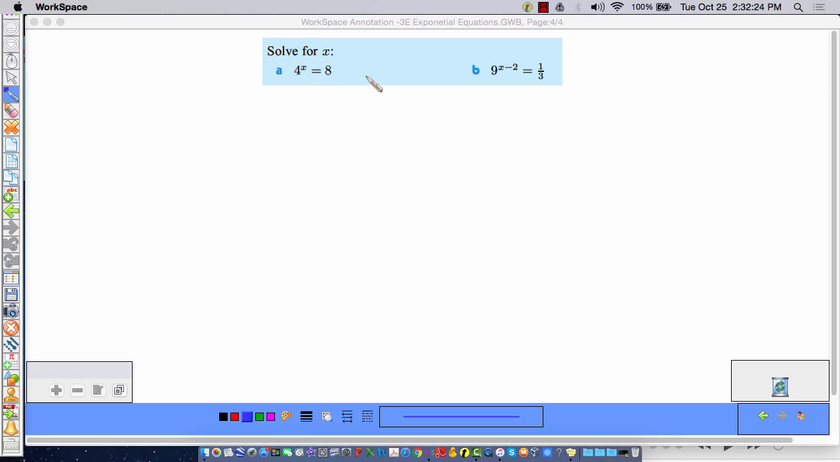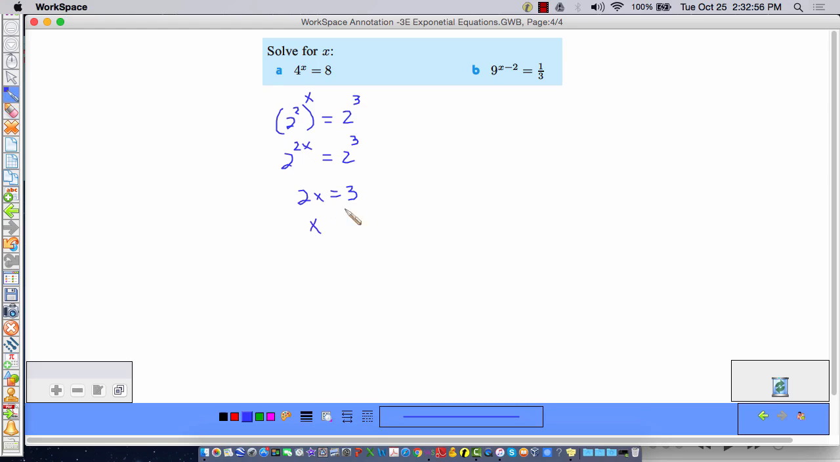Solve for x. Sometimes the base isn't as obvious as it first might seem. Both 4 and 8 can be written with a base of 2. Rewriting 4 as 2 squared to the x power, and then rewriting 8 as 2 to the 3rd power using my laws of exponents, 2 to the 2x is equal to 2 cubed. 2x then is equal to 3. Since my bases are the same, the exponents must be equal. x equals 3 halves.